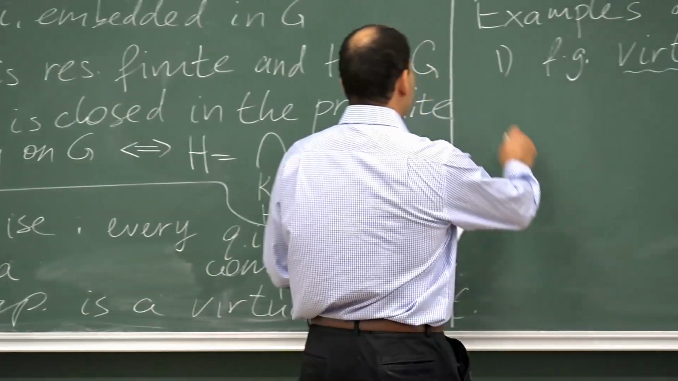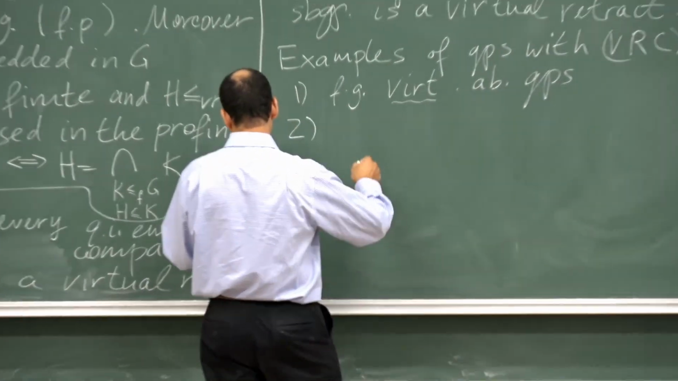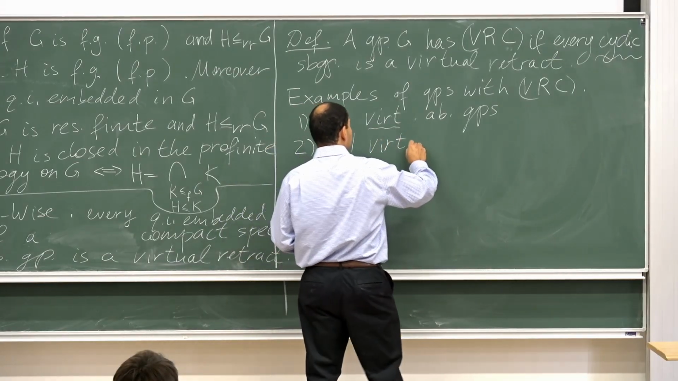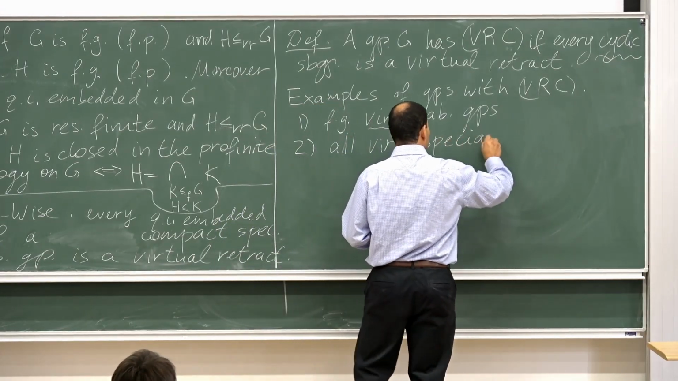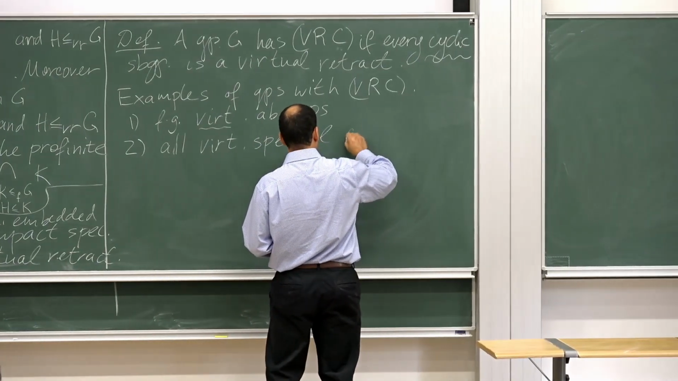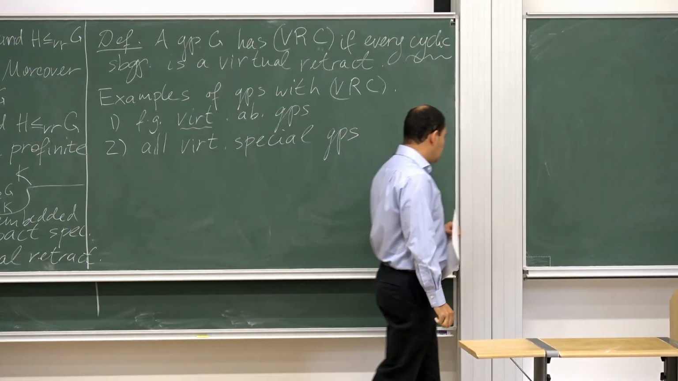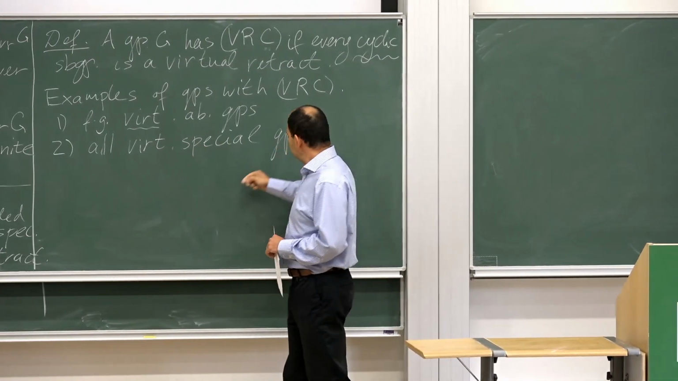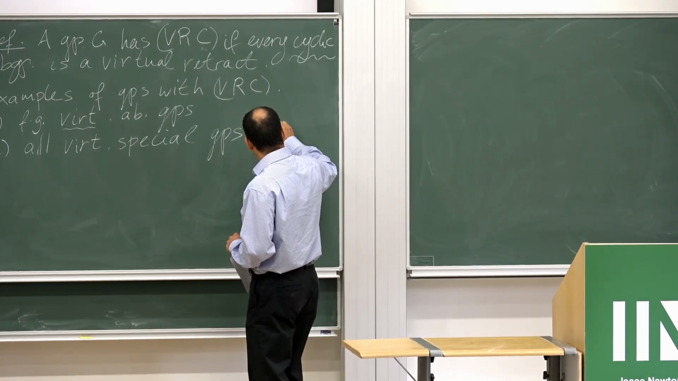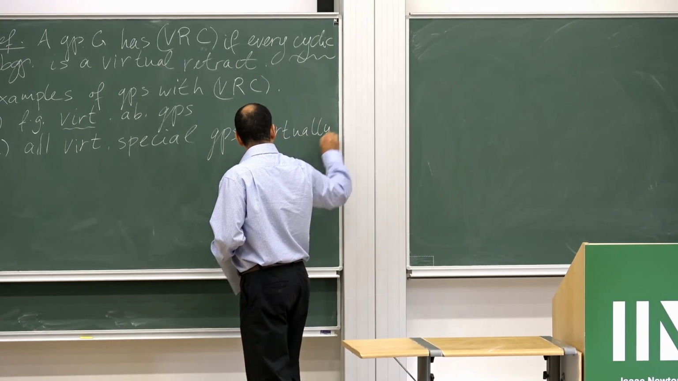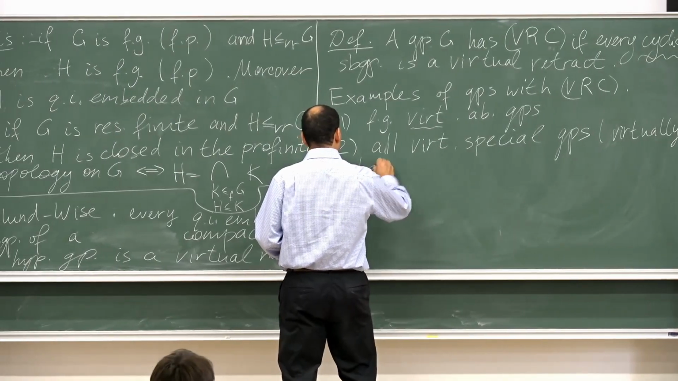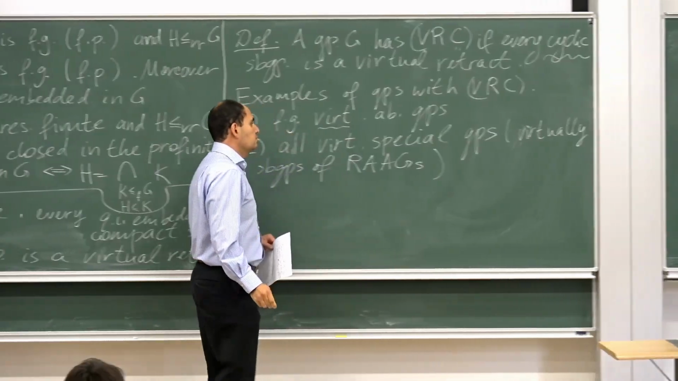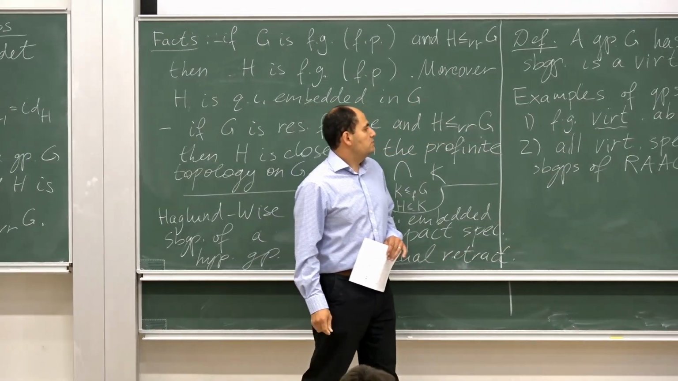Okay. Second examples, all virtually special groups in the sense of Haglund and Wise. Here I do not restrict to compact special. So this means basically virtually subgroups of RAAGs, right-angled Artin groups. So here you don't need to restrict to compact special.